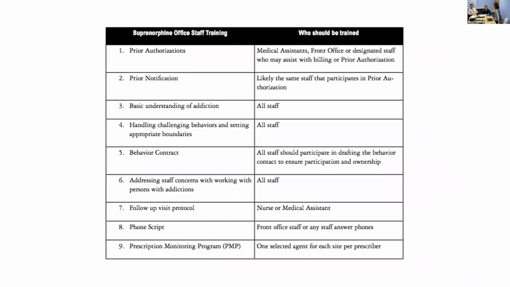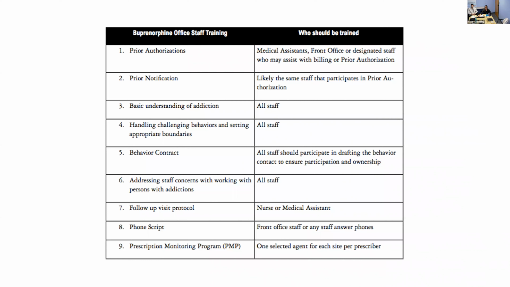So I'm not going to read each one of these, but you can kind of look through the list. So it's spanning from prior authorizations down to just basic understanding, addressing staff concerns, the PMP program, and then you can see on the right who should be trained for each of these roles. So for instance, in our office, the medical assistants may be the main people who are helping process prior authorizations. Occasionally the nurses will as well.